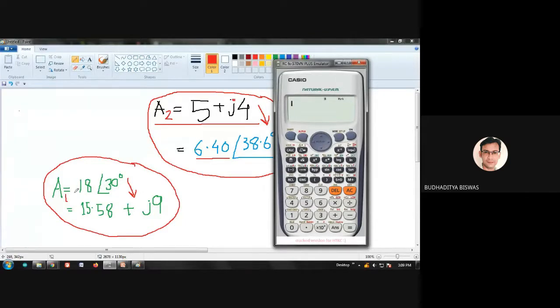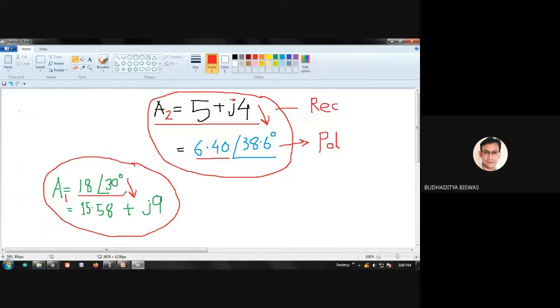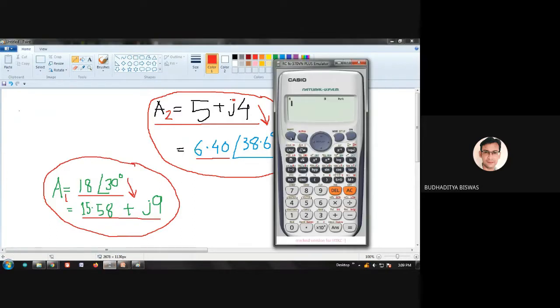So second one, we need to convert it to the rectangular form, because it is in the polar form. How? First we need to press rectangle REC. Then we need to give the polar value as 18, then comma 30, and close the bracket.